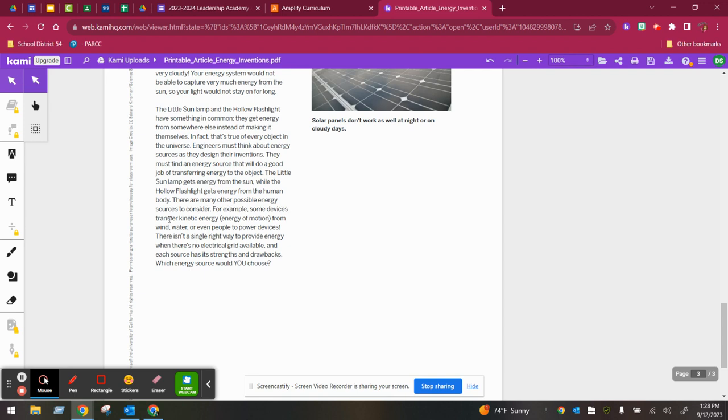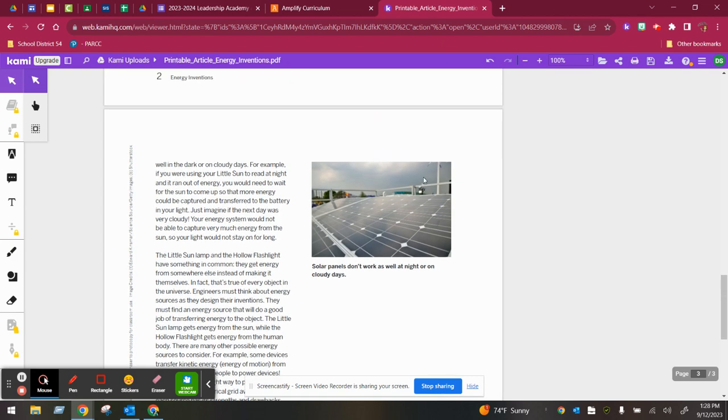For example, some devices transfer kinetic energy, energy of motion, from wind, water, or even people to power devices. There isn't a single right way to provide energy when there's no electrical grid available, and each source has its strengths and drawbacks. Which energy source would you choose? This is another example of solar power that is just much larger than the little sun lamp, and people use these to help power buildings as well. However, it says here that on cloudy days, they don't work as well.